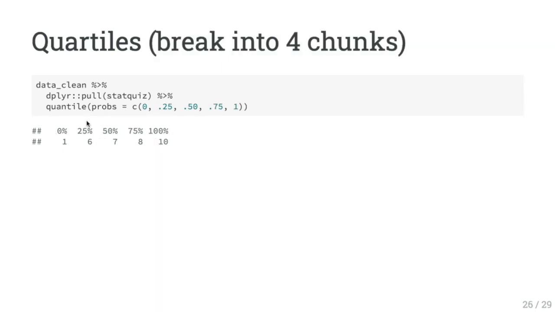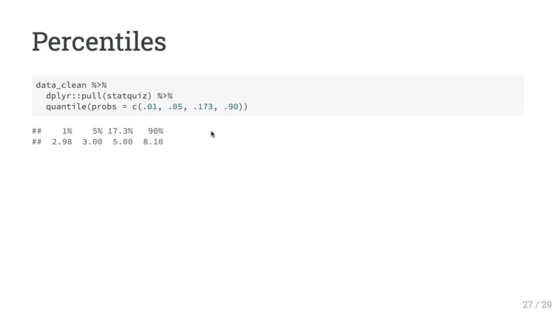We also can get quartiles, which is just breaking it up into 4 chunks at 0, 25, 50, 75, 100. The 50 is usually the median. So you can think of that as a median. This is the min. This is the max. So the min is 1 in this data set in Stat Quiz. The median is 7. We'll talk about that more. And then the max is 10. We also can just pick any percentiles, any random ones that you want, and you can get the value at that percentile.